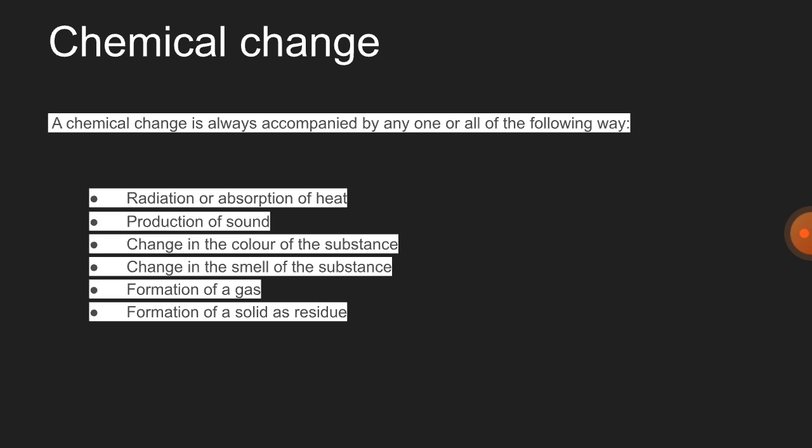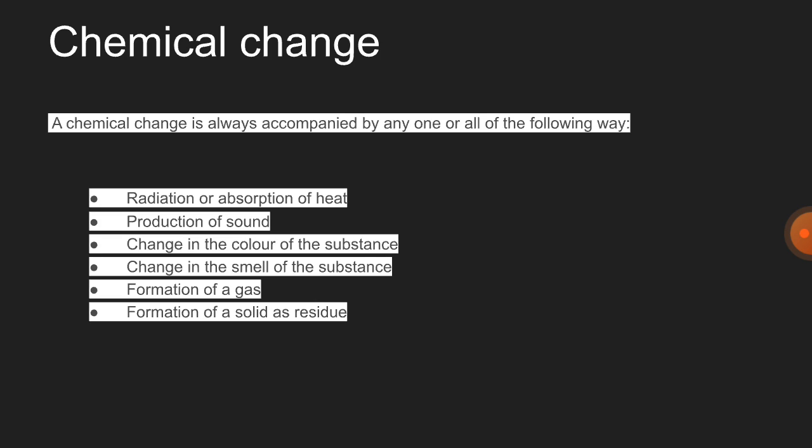Absorption. When the reaction is going on, they absorb heat. We have to give the heat. That we can call absorption of heat. Production of sound. When chemicals react, some sound comes out. Changing in the color of the substances. I already told you, when rust is forming, the iron changes to a red color.